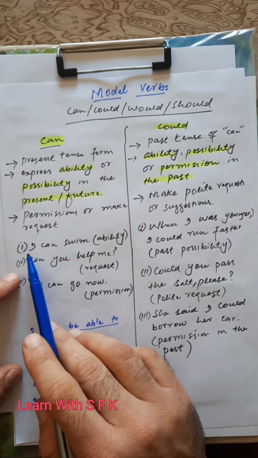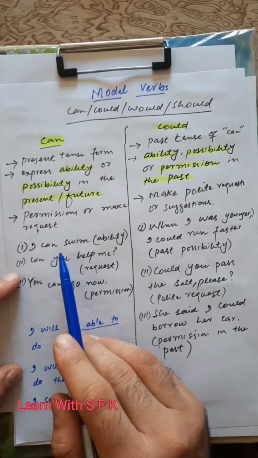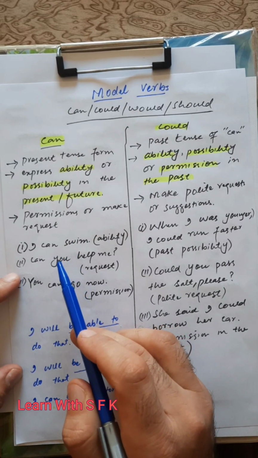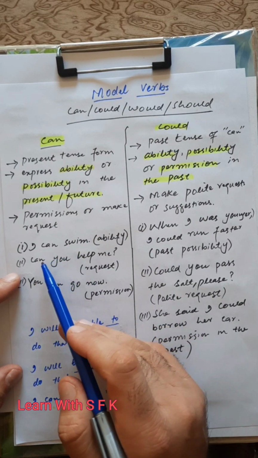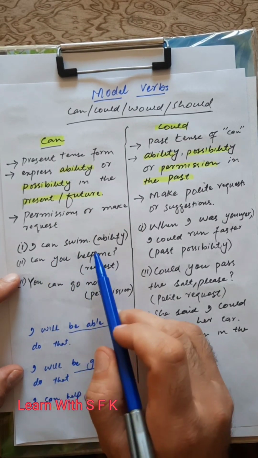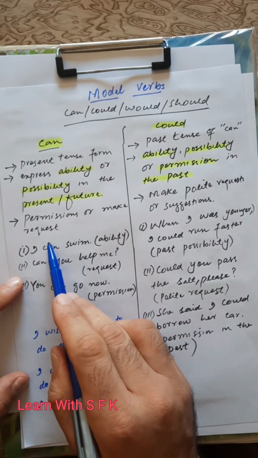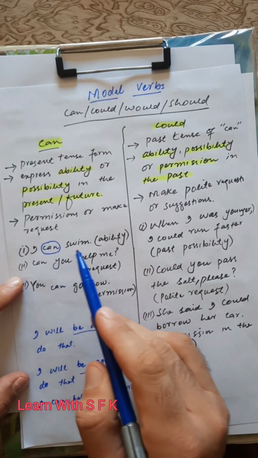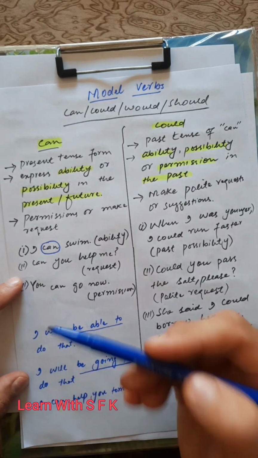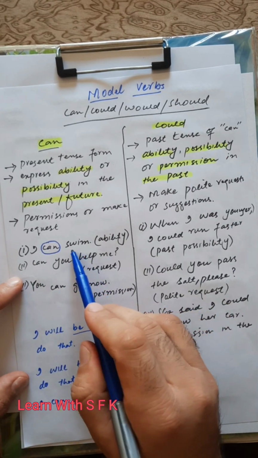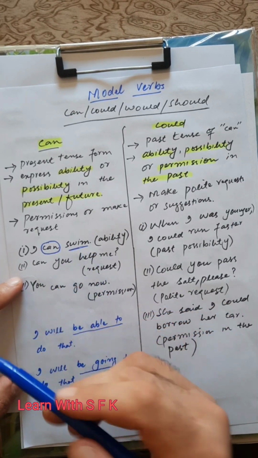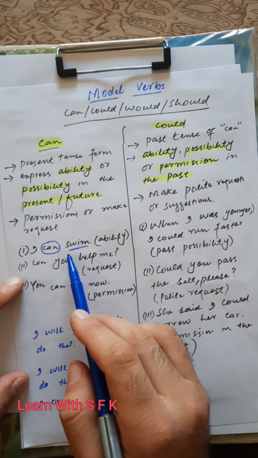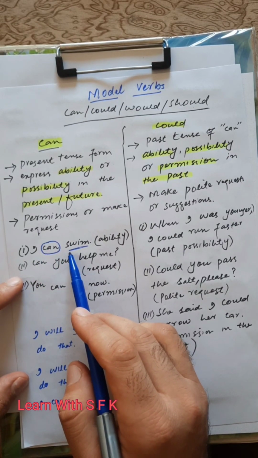In the first example, I can swim. So here I am expressing my ability that I can swim. Here can is showing the ability of I to swim. So I have the ability to swim. So can is used here in the sense of ability.